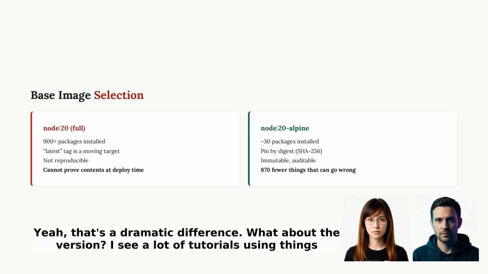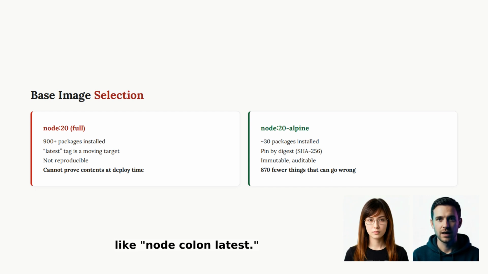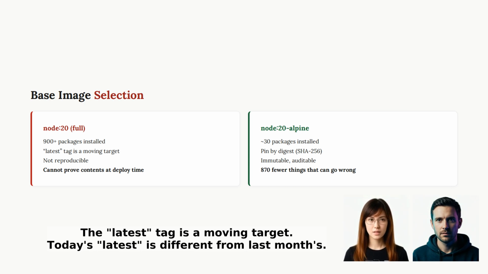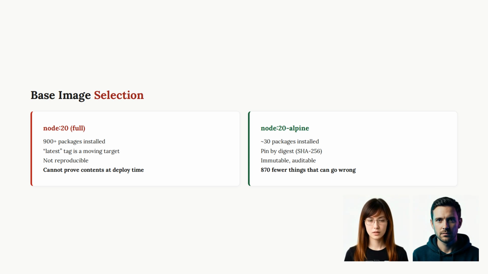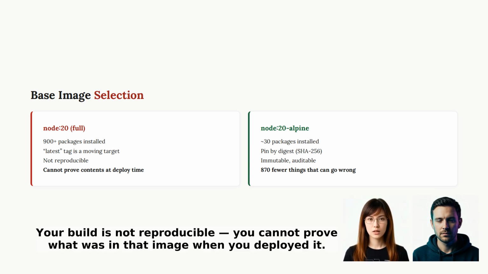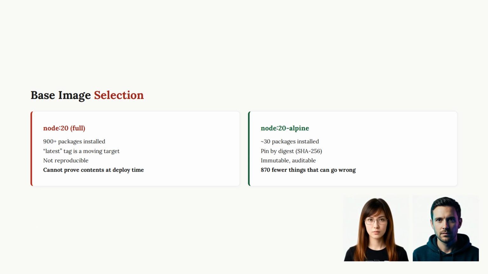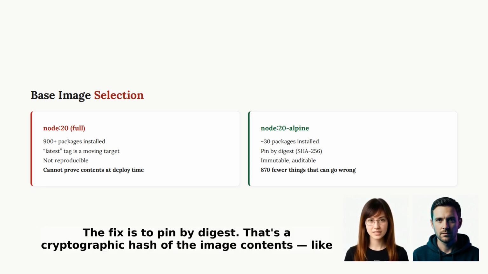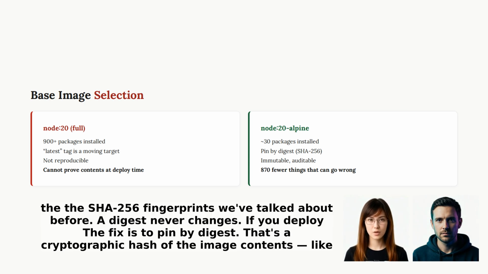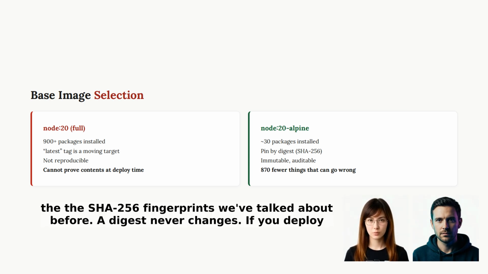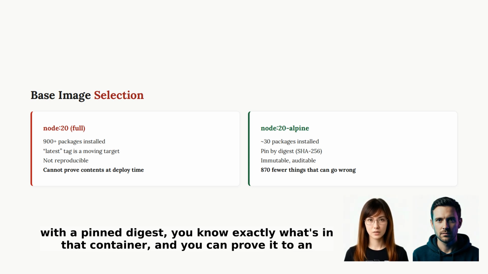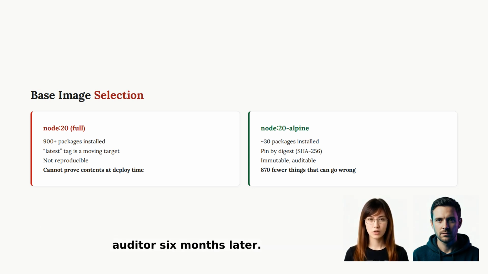What about the version? I see a lot of tutorials using things like node:latest. The latest tag is a moving target. Today's latest is different from last month's. Your build is not reproducible. You cannot prove what was in that image when you deployed it. The fix is to pin by digest. That's a cryptographic hash of the image contents, like the SHA-256 fingerprints we've talked about before. A digest never changes. If you deploy with a pinned digest, you know exactly what's in that container, and you can prove it to an auditor 6 months later.